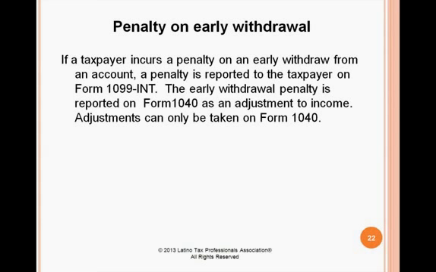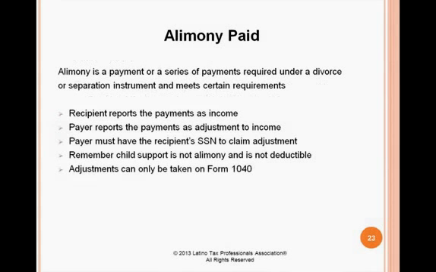Another line item is penalties on early withdrawals from specific accounts. It is reported to the taxpayer on the Form 1099-INT. There is its own unique box for penalties on early withdrawal. It is reported on Form 1040 as an adjustment to income. Usually it's a nominal amount, $15, $20, but it is a qualifying adjustment to lower your taxable income. Alimony paid is also an adjustment and lowers your taxable income.